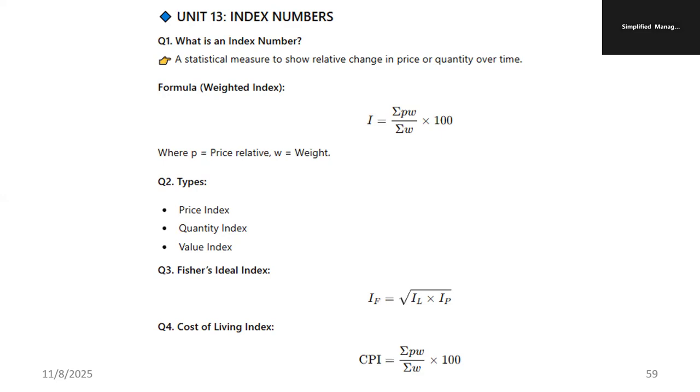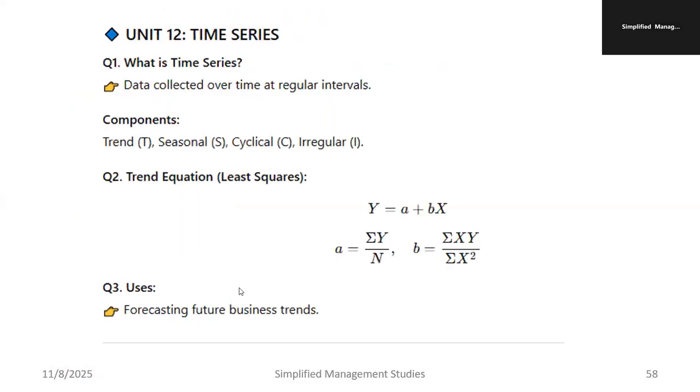Then types of index number: price index number, quantity index number, and value index number. Try to remember those important points on what is price index number, what is quantity index number, later on value index number. There is also a formula like Fisher's ideal index, that is equal to square root of IL into IP. Similarly, cost of living index is equal to sigma PW by sigma W into 100. So these are the important questions from index number.